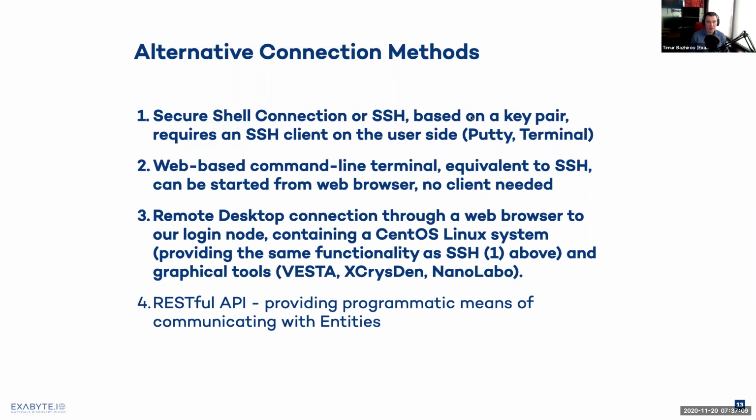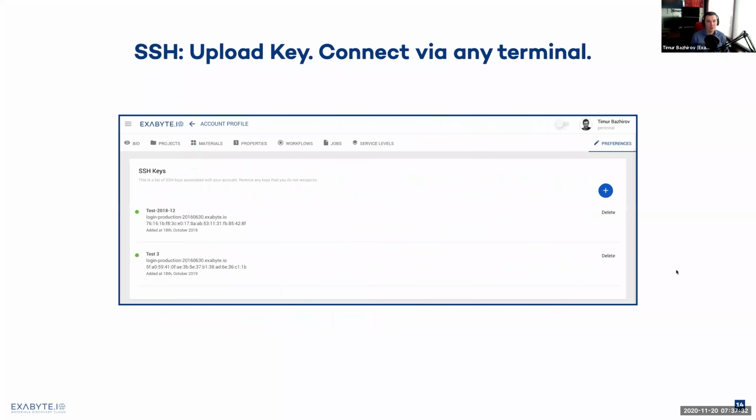Secure shell connection can be executed through any kind of client, PuTTY, or a terminal on macOS. The web-based command line terminal is equivalent to SSH. It can be started through any web browser. A remote desktop is another opportunity that provides a familiar Linux environment, a graphical user interface. And the fourth option is RESTful API, which we will omit for the sake of today's discussion.